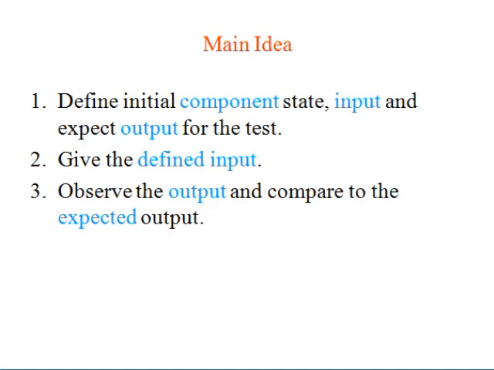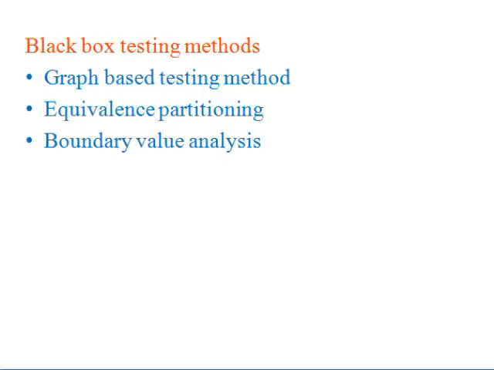Here we are checking the state, input and output of each and every component. Each component will have a defined input and an observed output. For each input we have to check the observed output, which has to be compared with the expected output. While comparing the expected output and the obtained output, if there are any deviations, then we can find errors in the output.